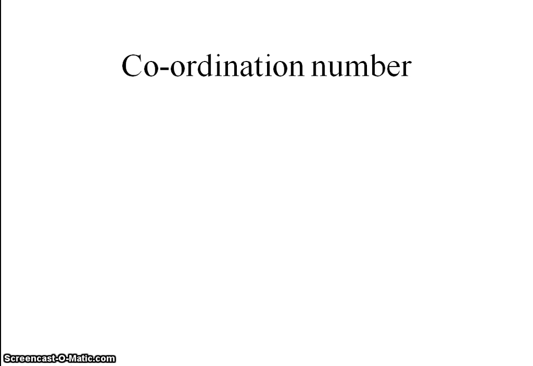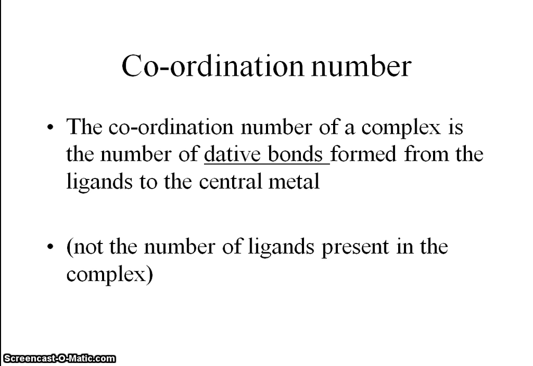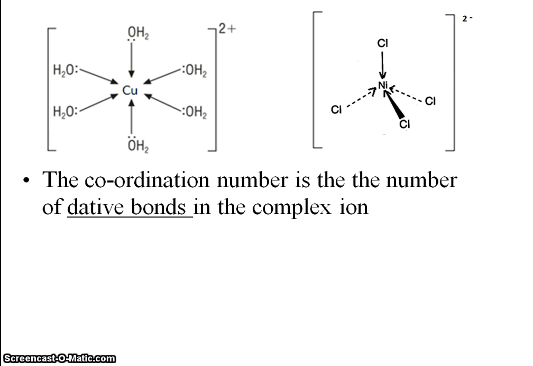Coordination number is a term that we use to state the number of dative covalent bonds in a complex. So it's the number of dative bonds formed from the ligands with their lone pair on one of the atoms to the central metal. Not to be confused with the number of ligands. So it's the number of dative covalent bonds.